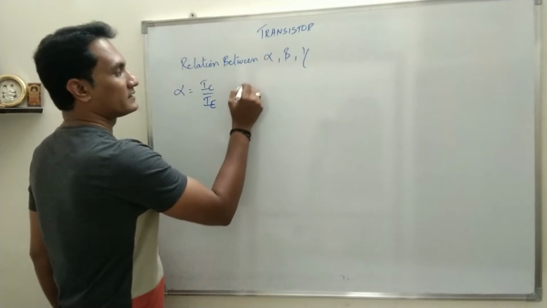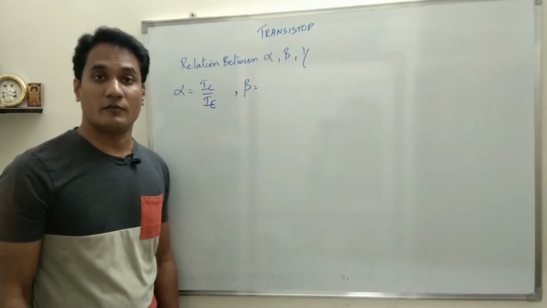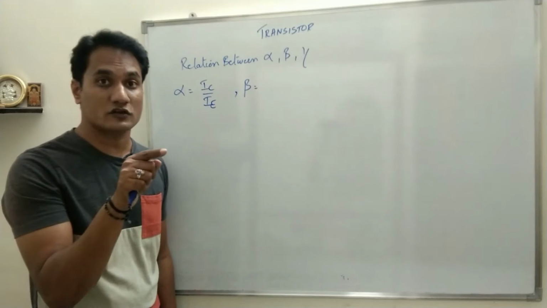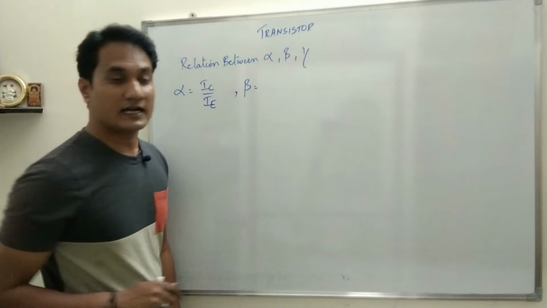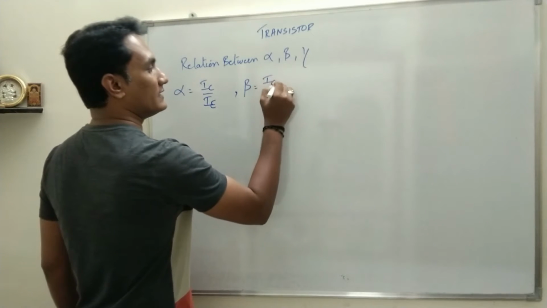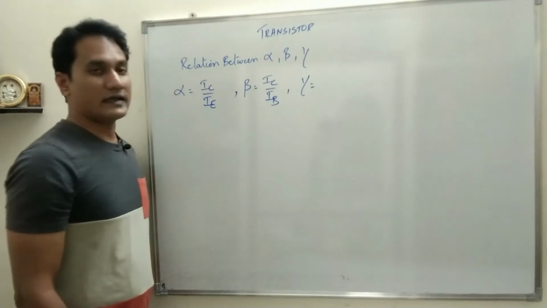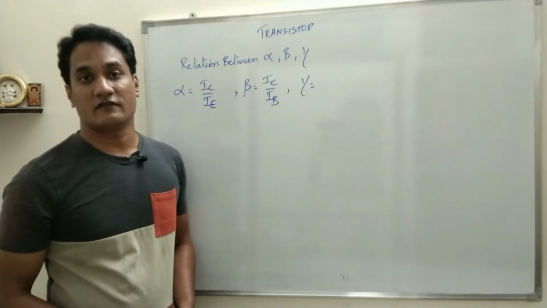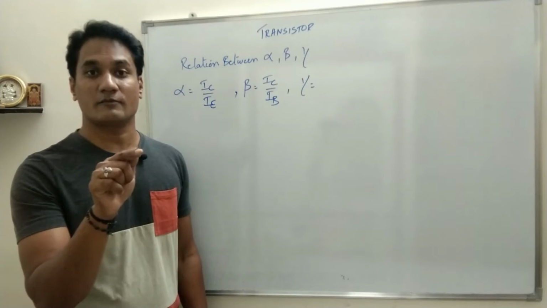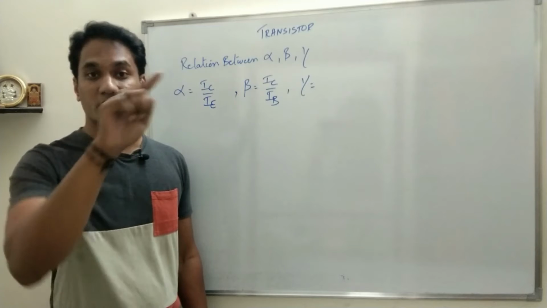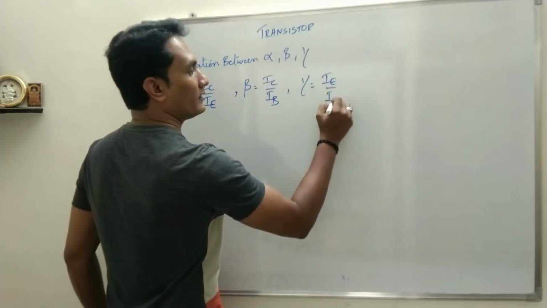Okay. Next, beta was the current amplification factor in the case of common emitter configuration. Emitter was common, input was applied between base and emitter, output was taken between collector and emitter. So beta was IC upon IB. And lastly, gamma is the amplification factor for common collector configuration. Collector was common, input is applied between base and collector, output is taken between emitter and collector. So gamma is IE upon IB.